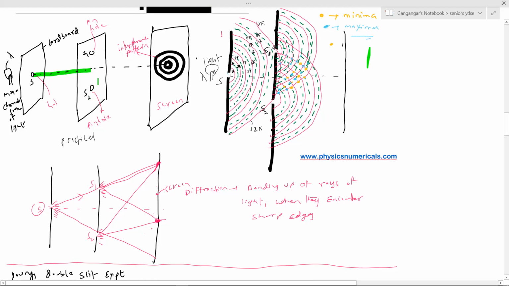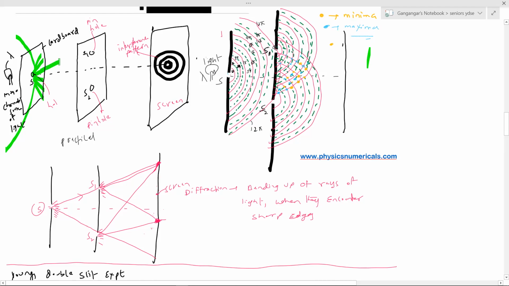But what Young noticed is that instead of getting a spot here, he got alternate bright and dark regions. The reason is that the light coming from here was behaving like a wave. It started spreading, because every point on a wavefront behaves like a source. This is the primary source, and if this is a wavefront, then every point will behave like a source of light. It started emitting light like this. It's a secondary source, of course.